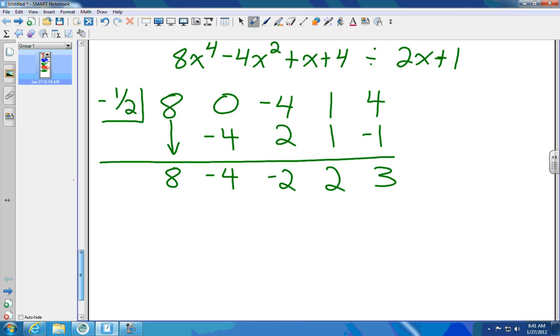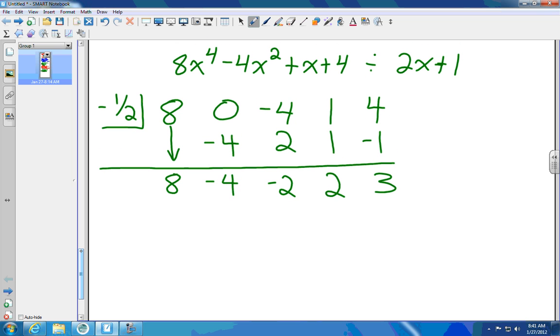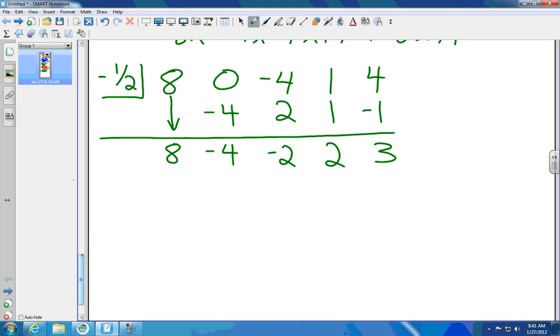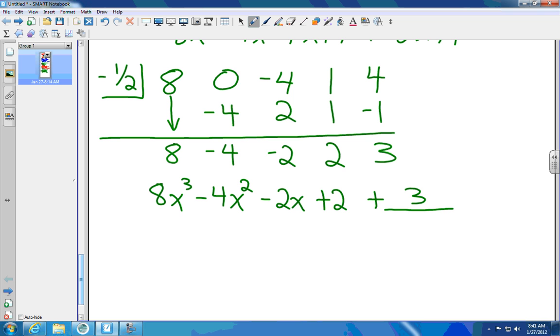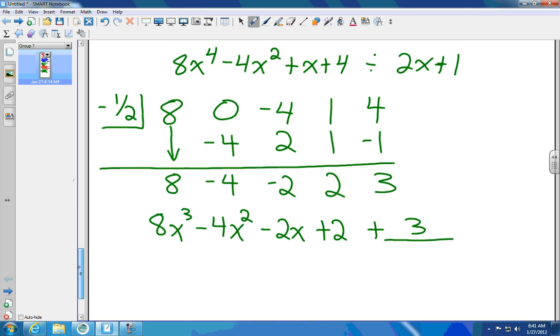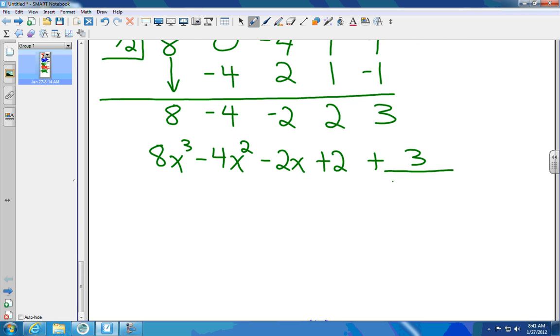So our depressed equation should start with what term? 8x to the third minus 4x squared minus 2x plus 2 plus 3, and the 3 is over 2x plus 1.